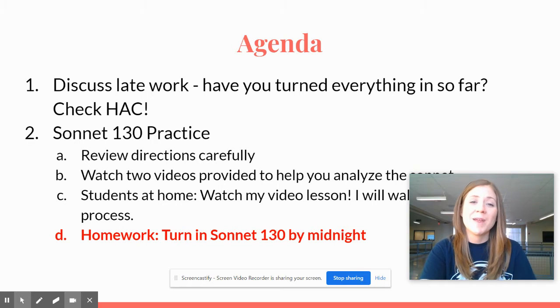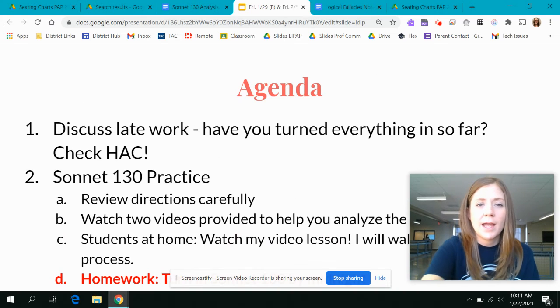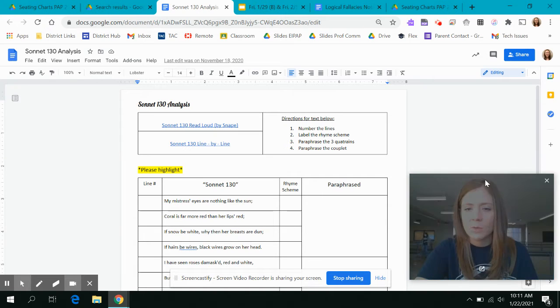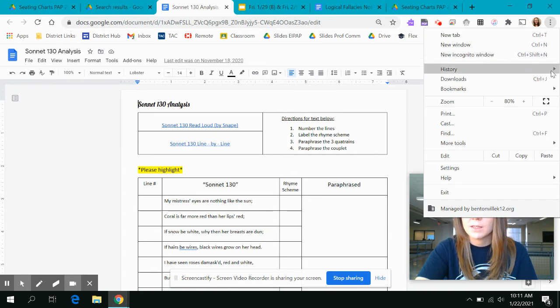The next thing and our main thing for today is to read our first Shakespearean sonnet, and we're going to start with Sonnet 130. So I'm going to walk you through the process, and you want to turn in your analysis for Sonnet 130 today. So let's escape out of here, and let's pull up what the analysis looks like that you were assigned. Let's see if we can make this a little bit bigger.